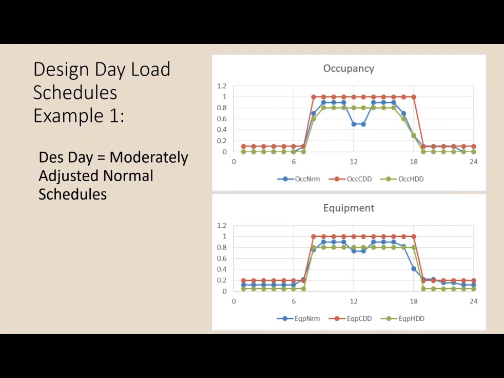For this first example, I've got occupancy schedules and equipment schedules. The blue line in these is normal occupancy, so that's the schedule that would be used in the annual energy analysis. And then the red is the cooling design day schedule, and then the green is the heating design day schedule. So for cooling, the schedule is increased somewhat to value 1 from the normal annual simulation schedule, and for heating, it's bumped down just a little bit.